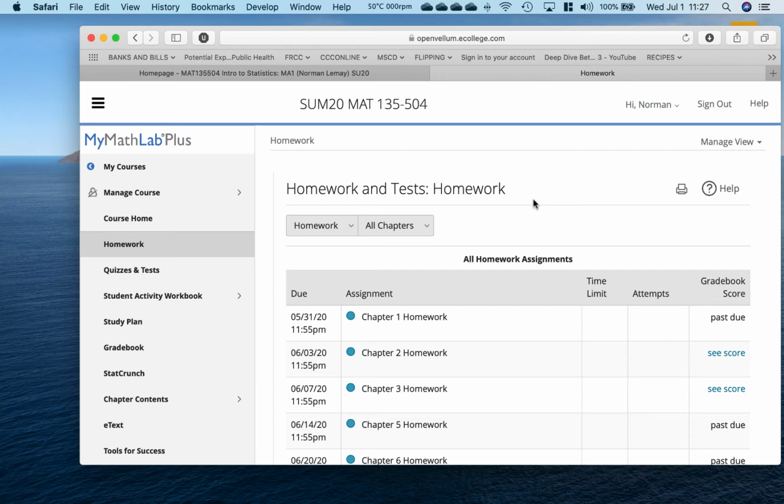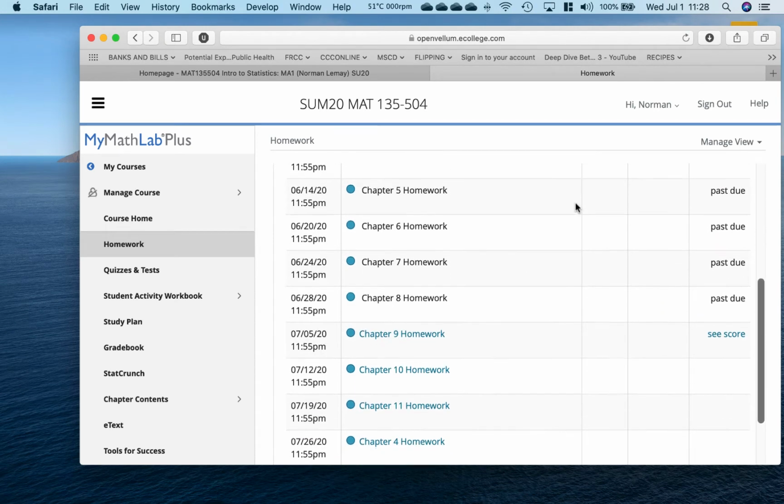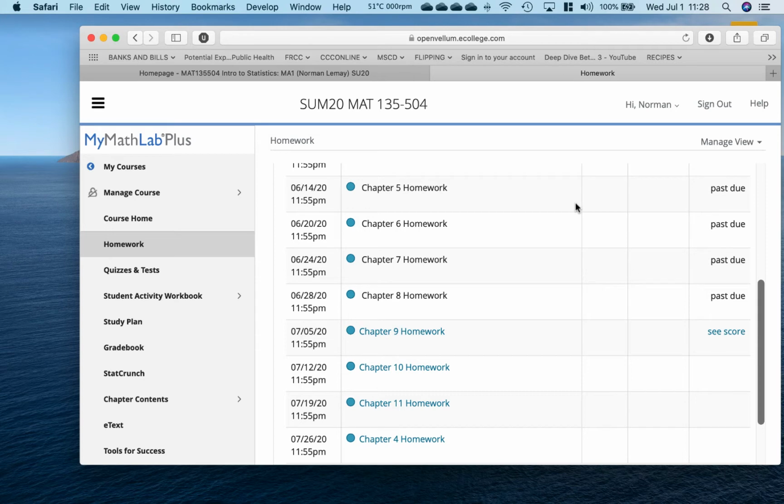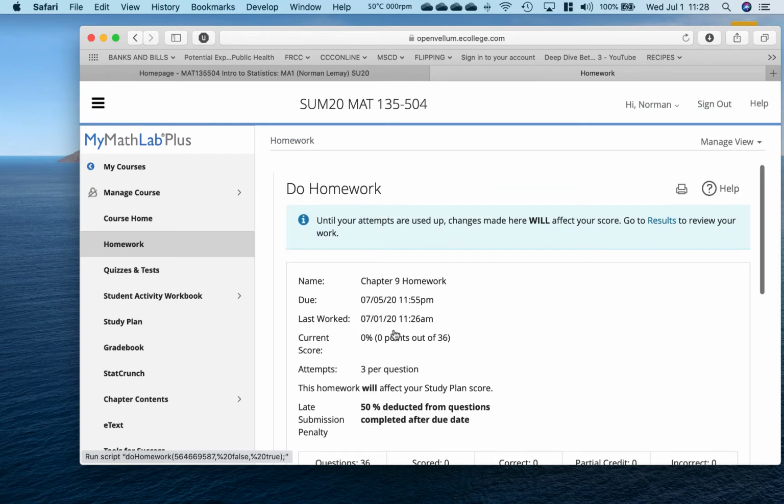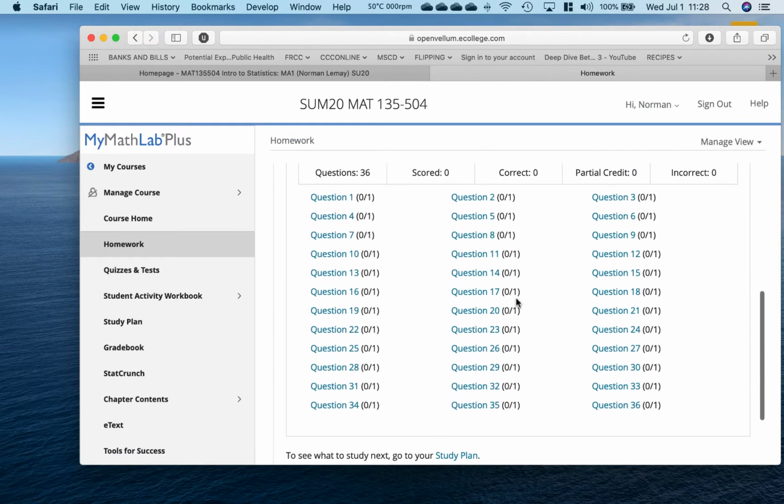Hello everybody, here's my quick tutorial video on how to use StatCrunch to compute confidence intervals for proportions, and how to manually compute the sample size as well.